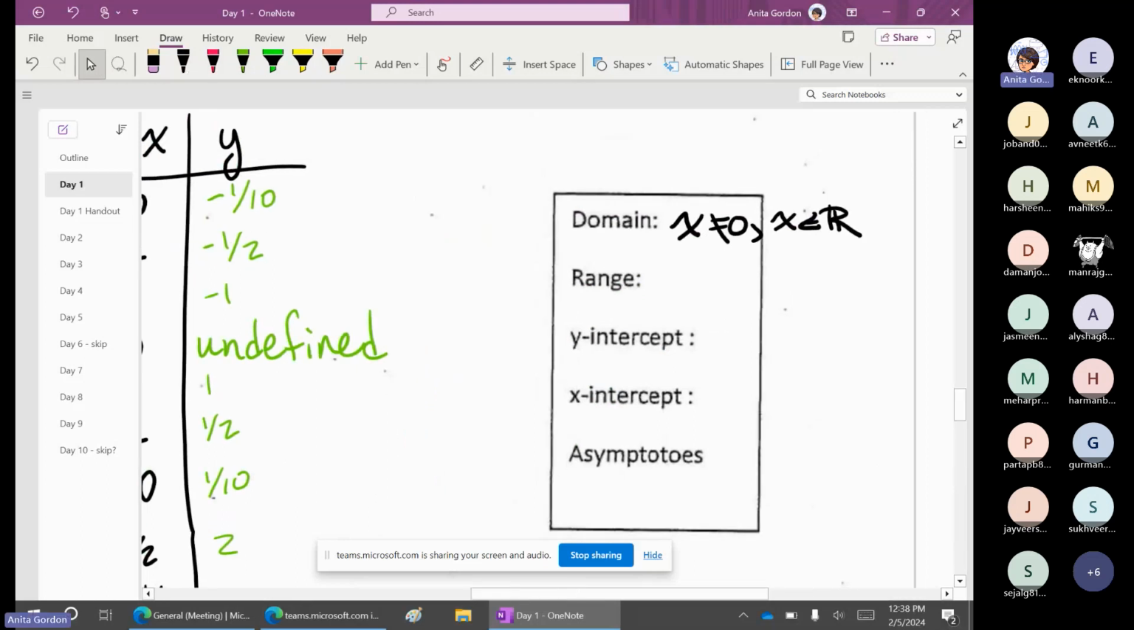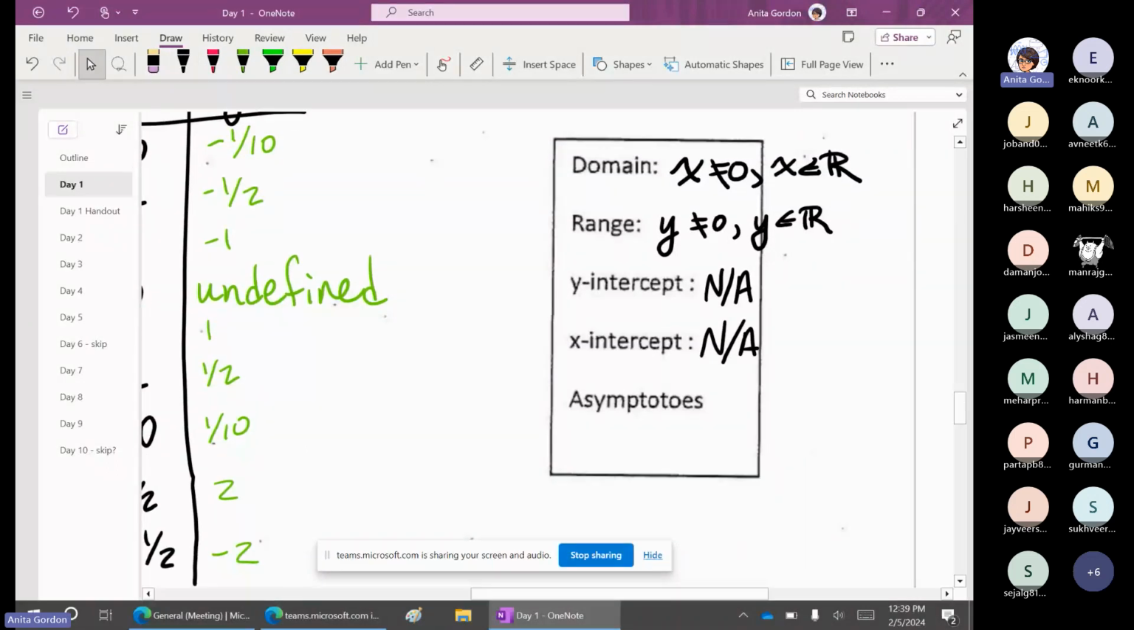I would accept if you just wrote the restriction that y cannot be 0. But technically, the full correct answer is you also have to tell me what it can be, as well as what it can't be. So it cannot be 0, but it can be all other real numbers. Do I have an intercept? No, because we cannot cross those lines.